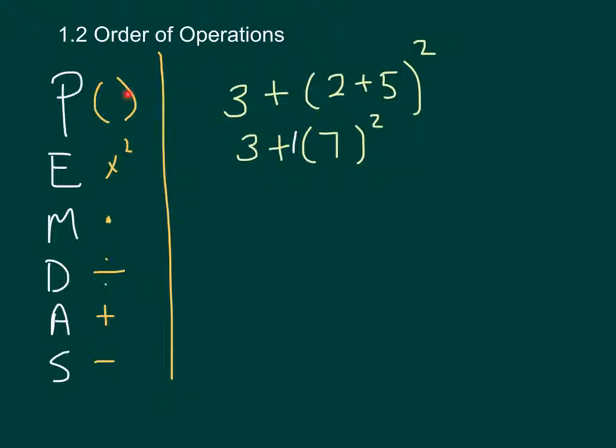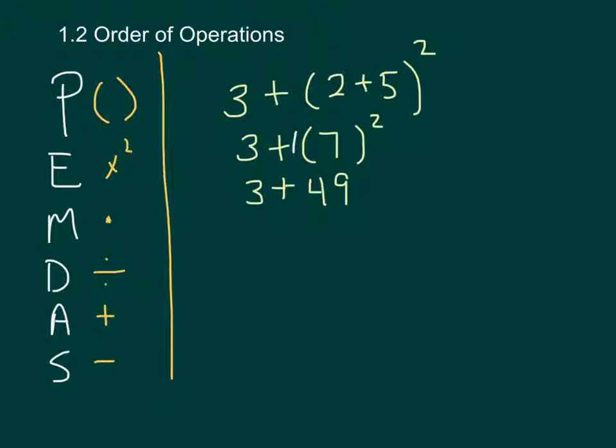Are there any other parentheses? Now this parenthesis doesn't count because there's only one term inside of there. I've taken care of everything. I just have it there so that I remember that I did it. So there's no more parentheses. Let's look at exponents. Here is the exponent. And remember, this exponent only goes to the number that it's next to. So 7 to the second power, I know is 7 times 7, which gives me 49. And then I bring down the 3 and the operation, which is addition.